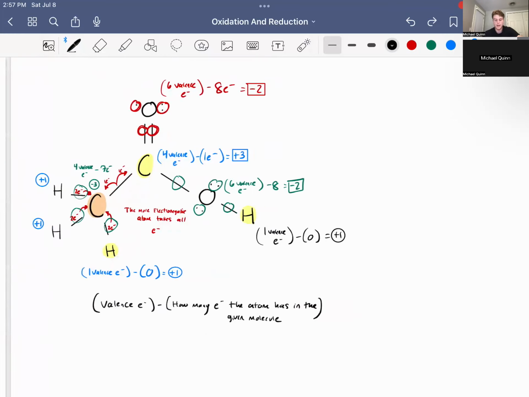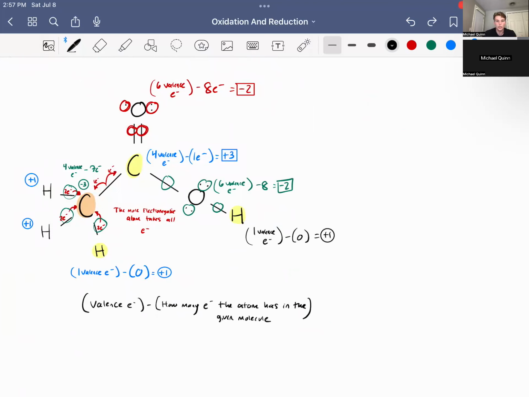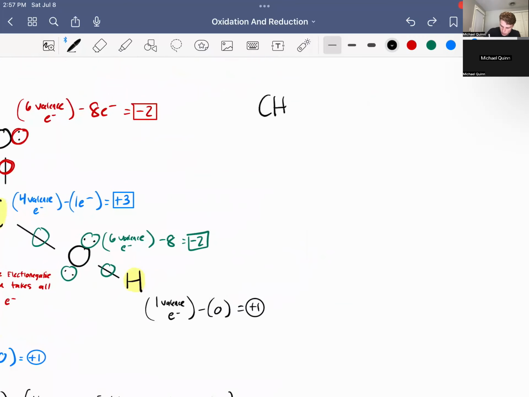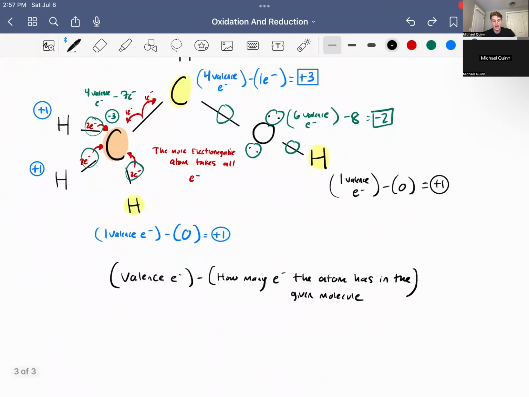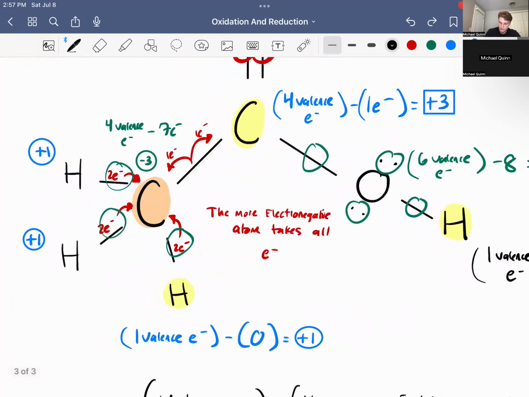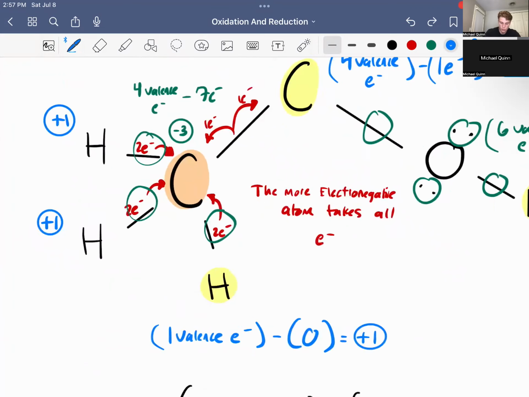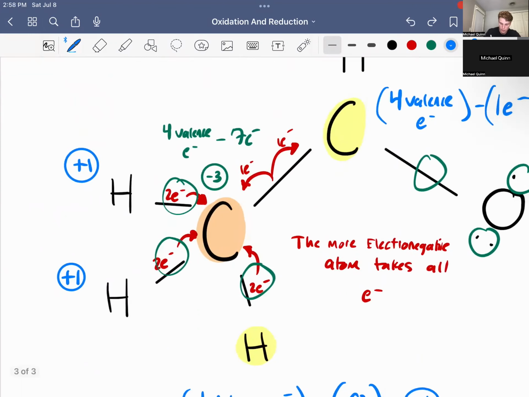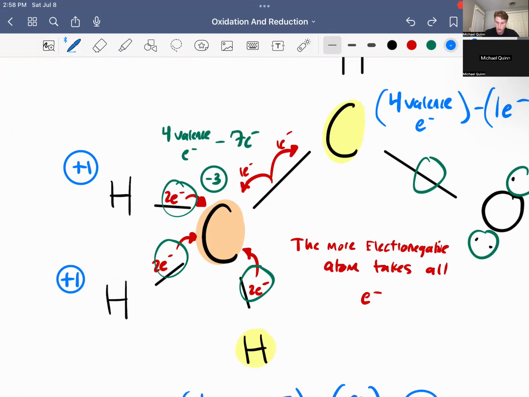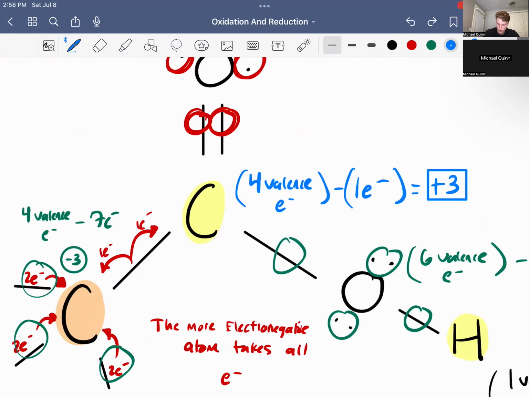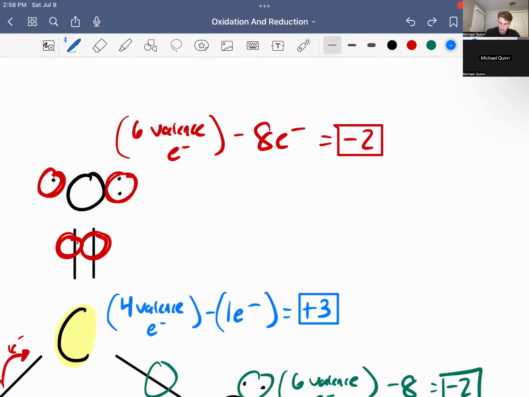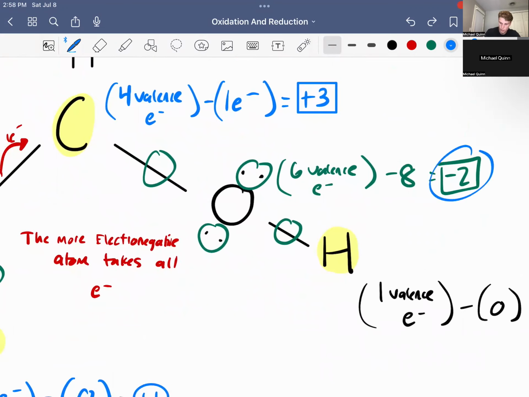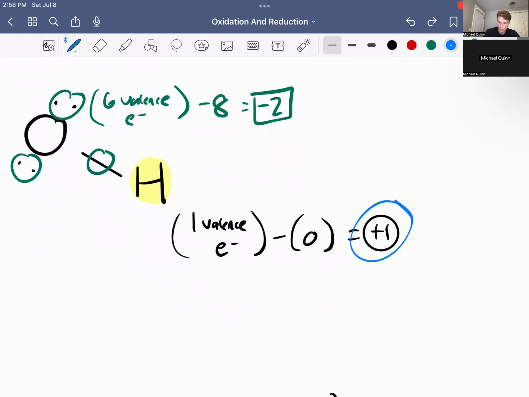Now, to check our work, we need to make sure that the overall charge matches the sum of our oxidation states. CH3COOH does not have a charge, so we need to make sure that all of these add up to 0. So we have 3 hydrogens that have a +1 charge here, here, and here. That is +3. This carbon right here is -3, so that would put us at 0. This carbon right here is +3. These 2 oxygens are -2, which would put us at -1. And this +1 would bring us back to 0.